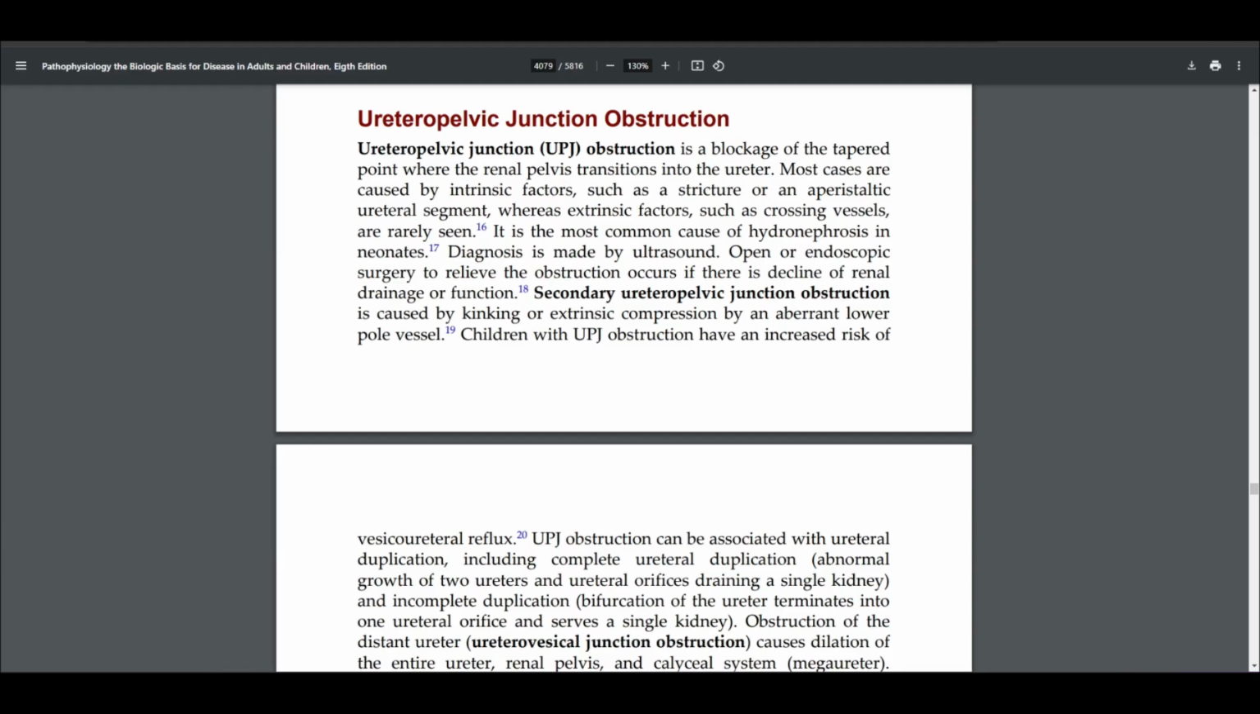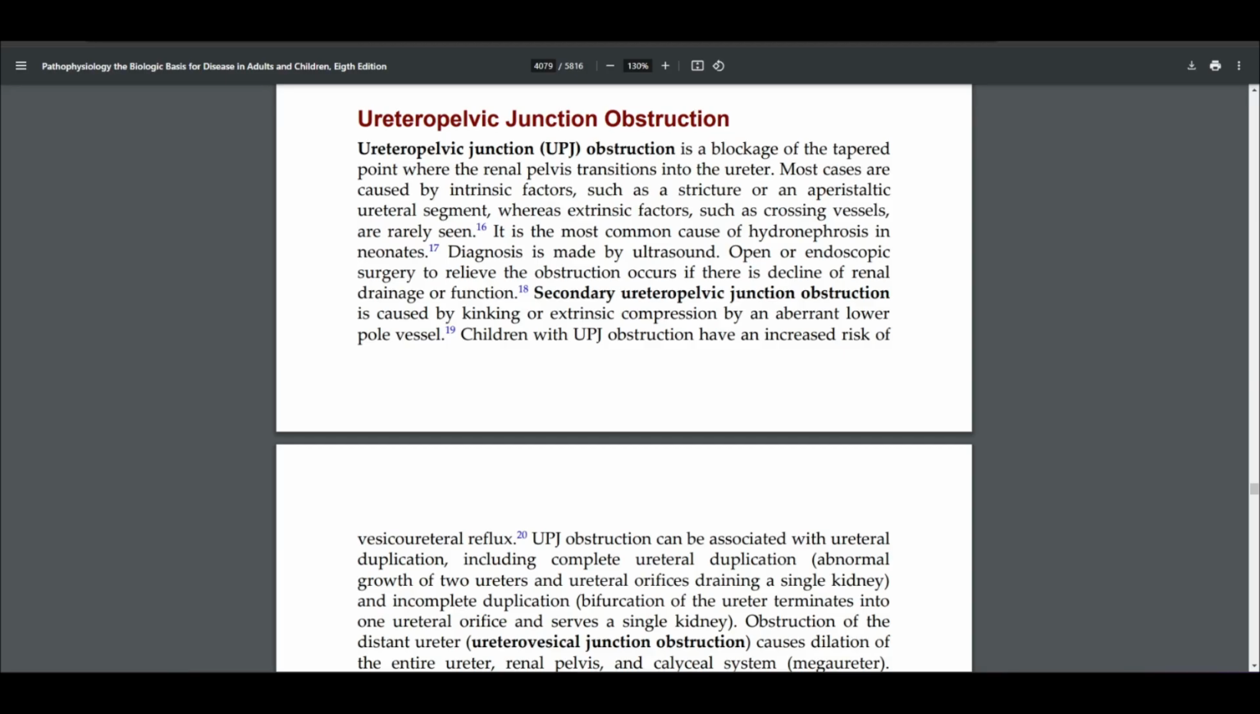Ureteropelvic junction obstruction is a blockage of the tapered point where the renal pelvis transitions into the ureter, also known as UPJ. Most cases are caused by intrinsic factors, such as a stricture or an aperistaltic ureteral segment, whereas extrinsic factors, such as crossing vessels, are rarely seen. It is the most common cause of hydronephrosis in neonates. Diagnosis is made by ultrasound.